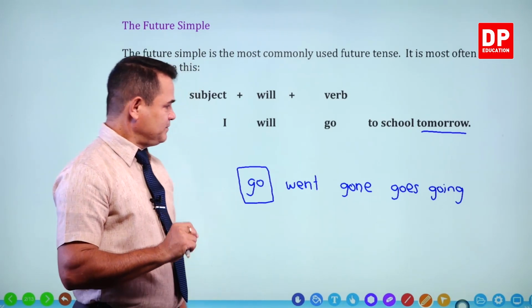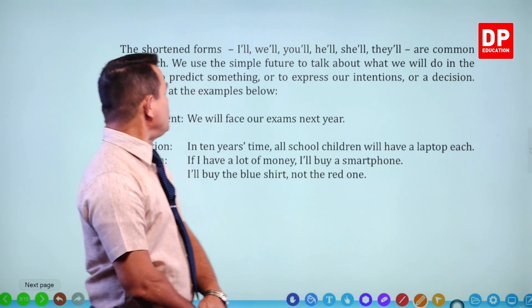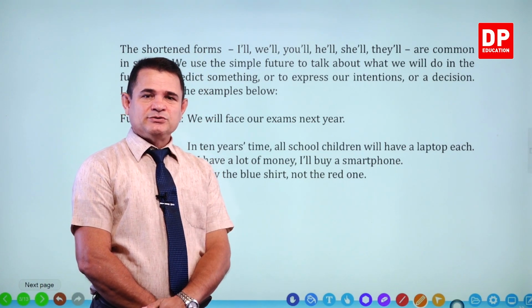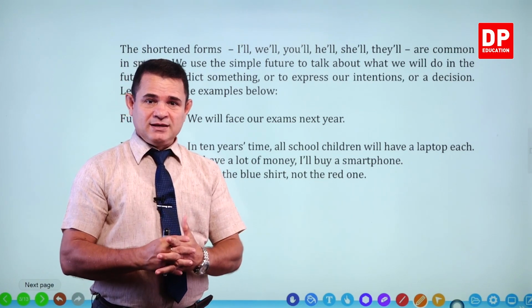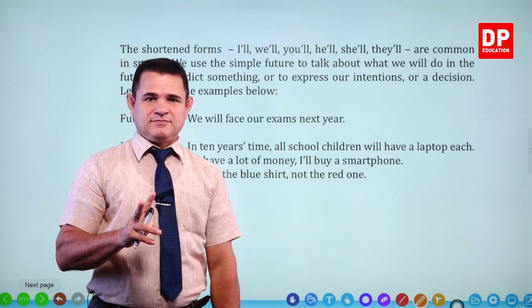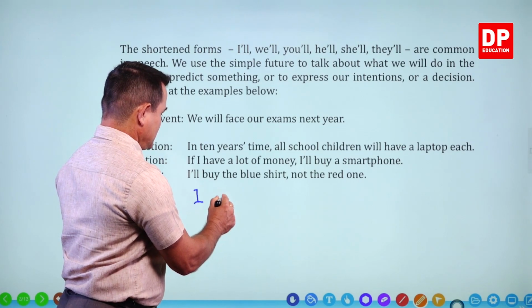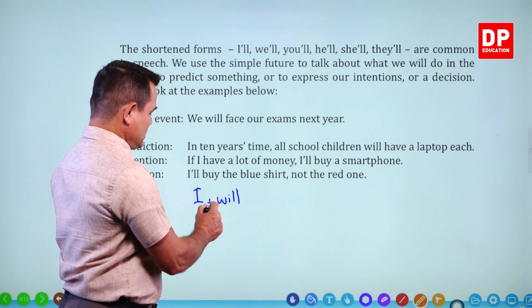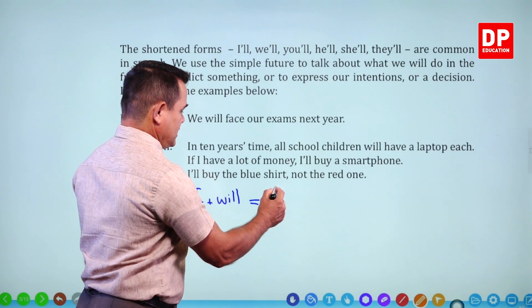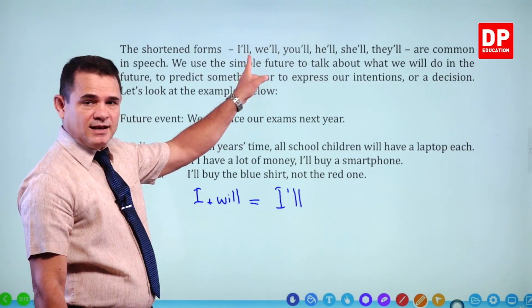Infinitive. Right? The shortened forms I'll, we'll, you'll, he'll, she'll, they'll are common in speech. So in speech, when you speak, කතා කරනකොට දැන් මෙතකොට I will කියන එක එකතු කරාම I'll කියනවා. Right? So then you normally say I will go කිව්වොත් එහෙම I will මේ දෙක එකතු කරාම we say I apostrophe double L. I'll.